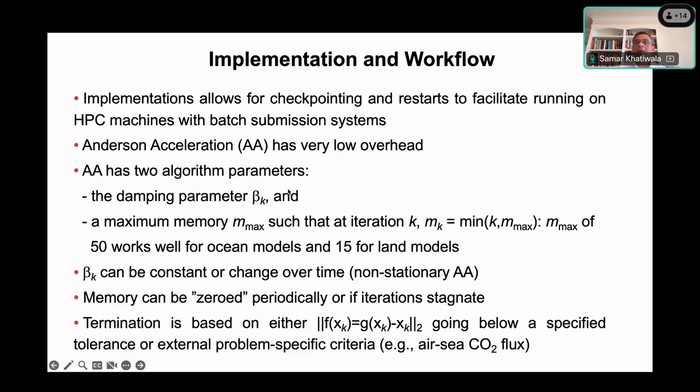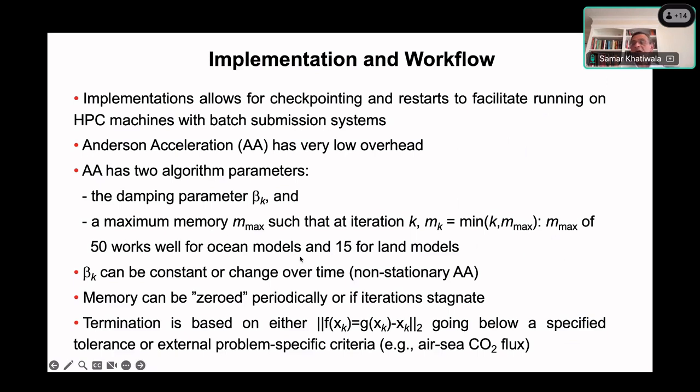There are two algorithm parameters in Anderson. There's not much you can control here. One is this damping parameter that I mentioned before, beta. And then the other is this maximum memory that you want to retain, basically. That's the history of the Anderson method, essentially. It turns out from experience that about 50 works quite well for ocean models and about 15 for land models. That's kind of been my experience.